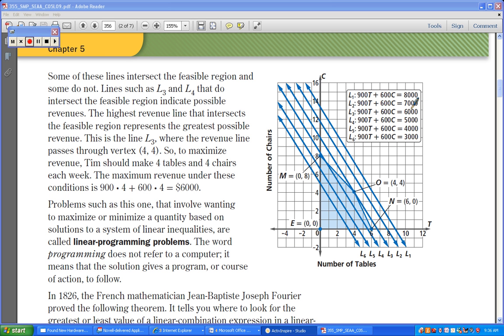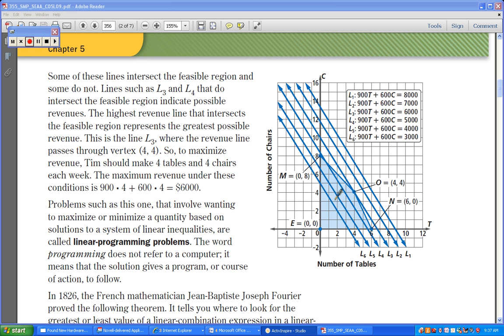Can I make $7,000? Well, that's the L2 line. This represents that line. Okay. I also cannot make $7,000. You can see it is beyond the region. Okay. Can I make $3,000? Well, I definitely can make $3,000. That's the 6th line.